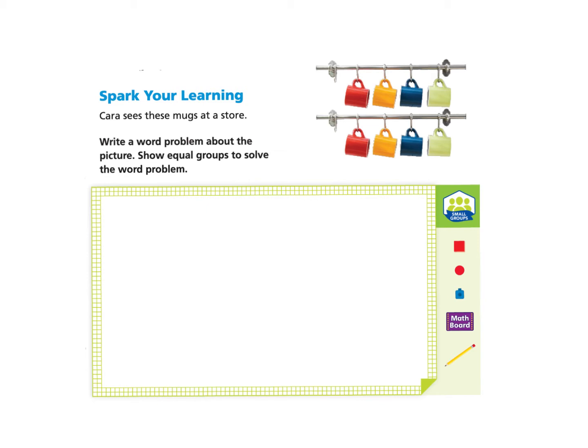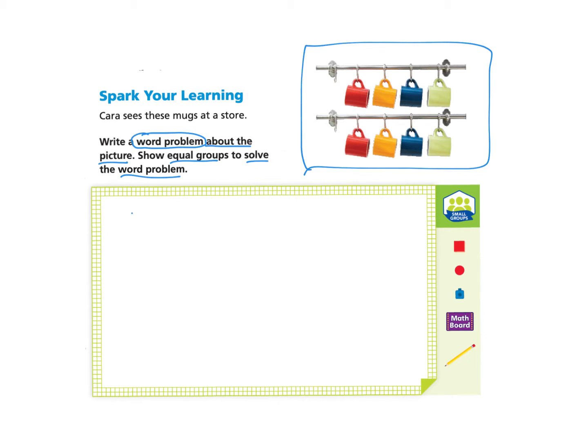Kara sees these mugs at a store. Write a word problem about the picture. Show equal groups to solve the word problem. Let's first start by looking at the picture of mugs. First of all, let's find out how many mugs there are. In total, I count that there are 8 mugs.